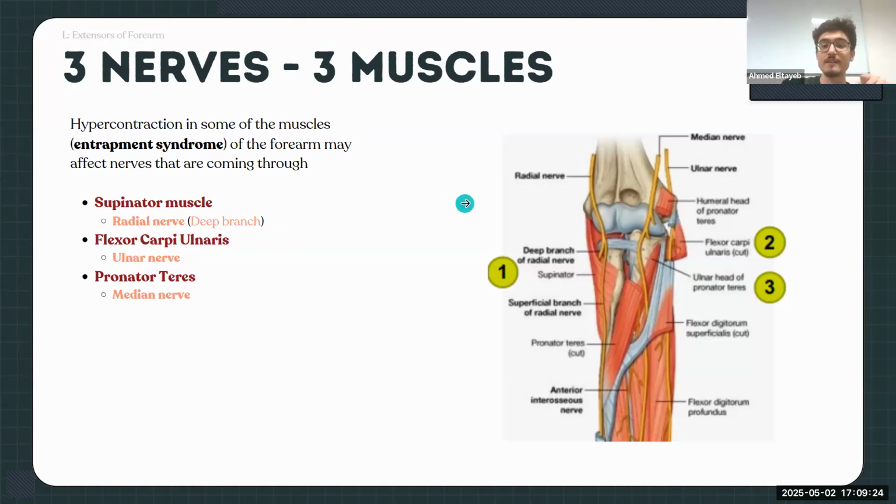Ulnar nerve, we said, supplies in the forearm region 2 muscles, flexor carpi ulnaris and the medial aspect of the flexor digitorum profundus. That's a deep muscle. It's not going to pierce through that, but it's going to pierce through flexor carpi ulnaris. And the median nerve will pierce through pronator teres. If you have entrapment there, we call it pronator syndrome.